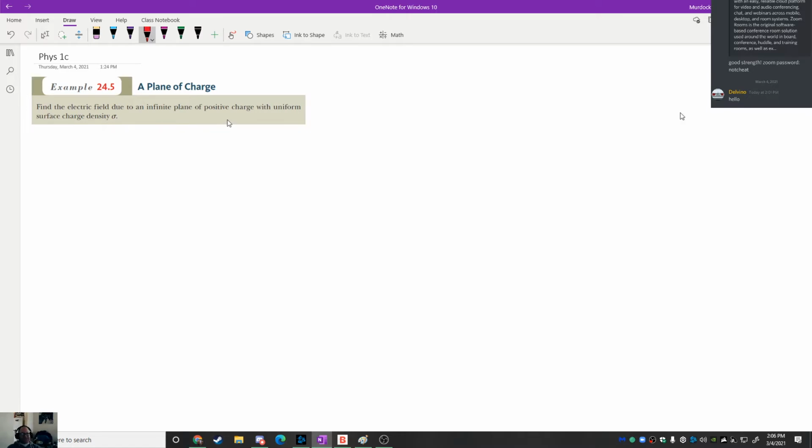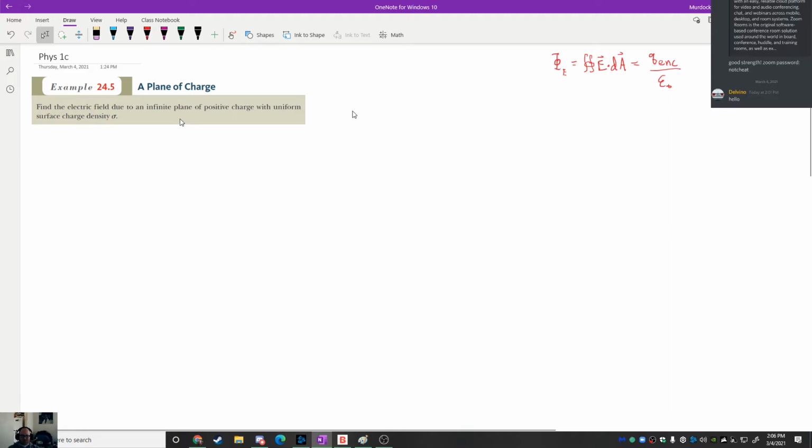We developed the idea of electric flux, and the symbol that we use for electric flux is phi sub E. And we said that Gauss's law tells us that when you calculate the flux through a closed surface, any closed surface, the total flux through that surface is always equal to the charge that's enclosed within the surface divided by epsilon naught. This is kind of running off the screen a little bit, isn't it? So I'll move this over. So that's what we learned last time.